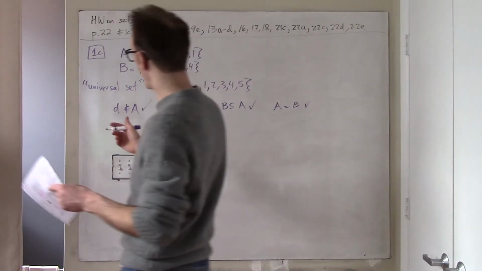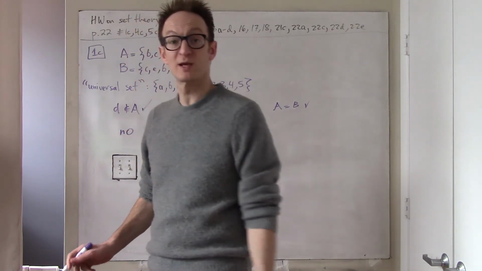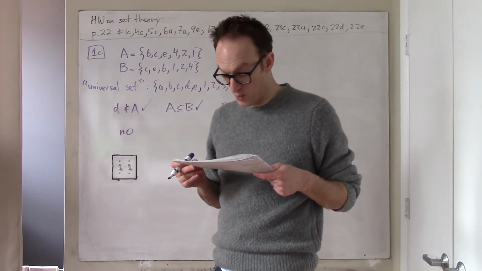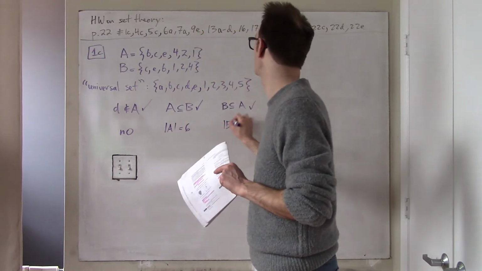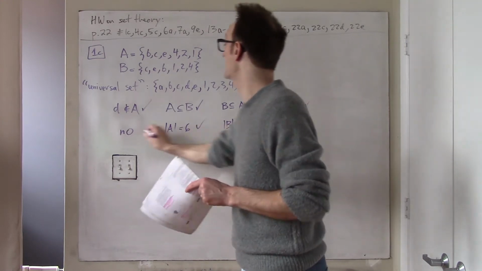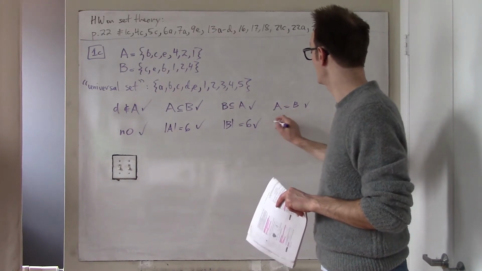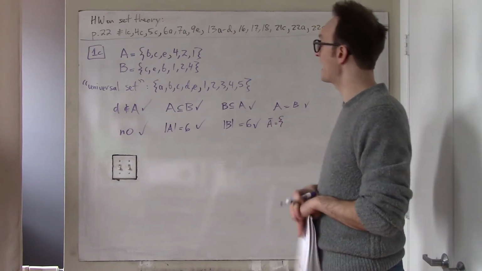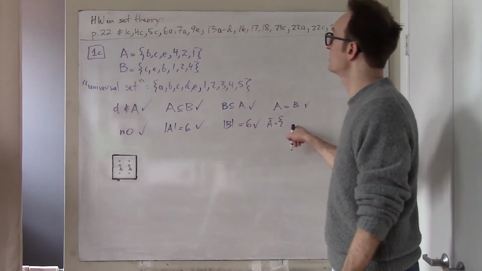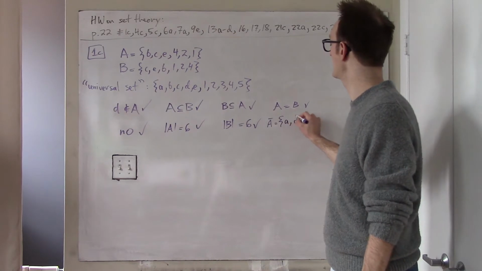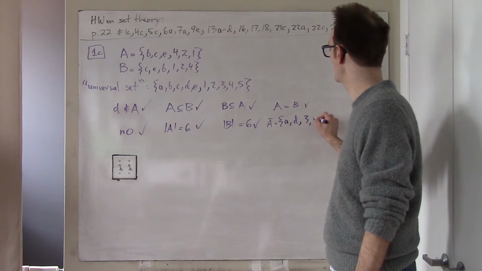Okay, next, are A and B disjoint? No, they are not disjoint. In fact, they are completely overlapping. What is the size of A? The size of A is 6 because there are 6 elements. What is the size of B? The size of B is also 6 because there are 6 elements. What is the complement of A? The complement of A is all the things that are not in A relative to the universal set. So that would be, in this case, A, D, 3, 5. So that was pretty chill.